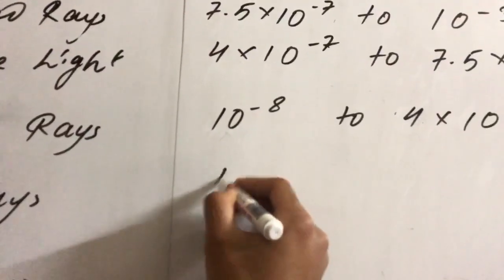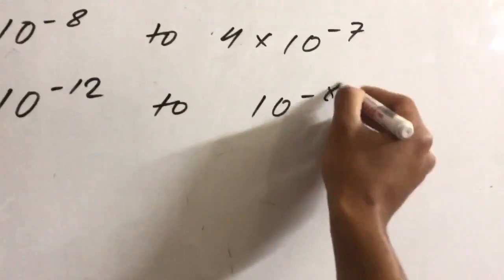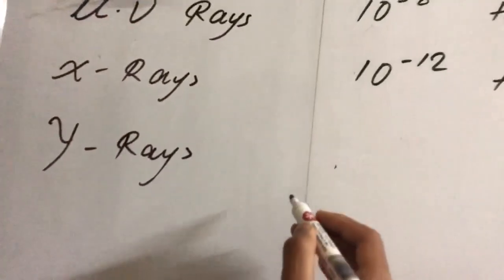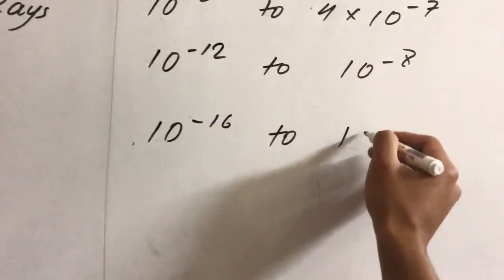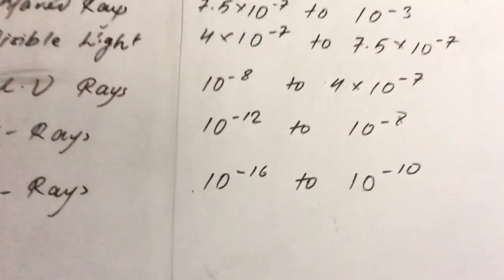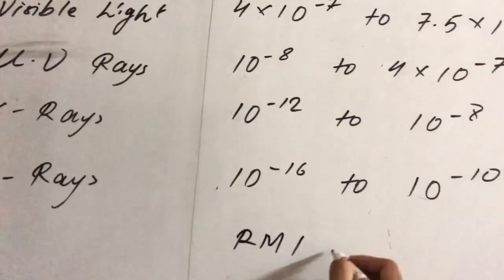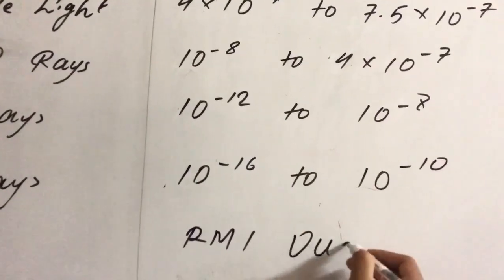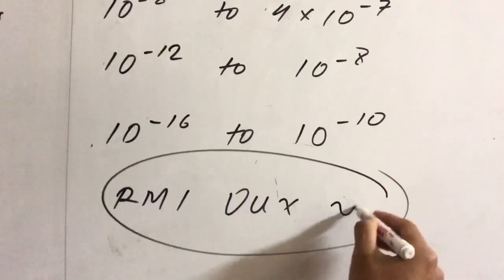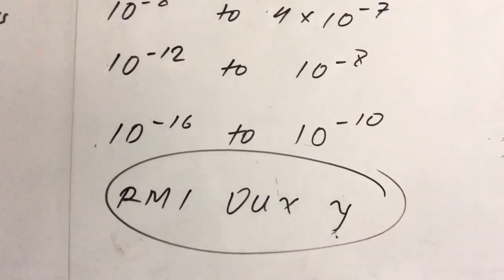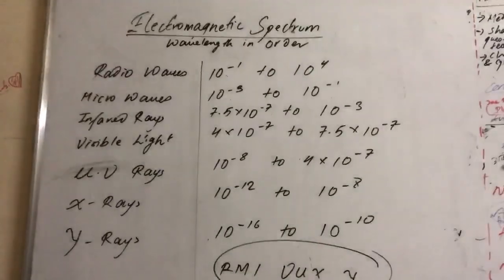And for X-rays it is 10 to the power minus 12 to 10 to the power minus 8. And for gamma rays it is 10 to the power minus 16 to 10 to the power minus 10. Just remember the pattern: Army Box Gamma. Just remember the term Army Box Gamma.